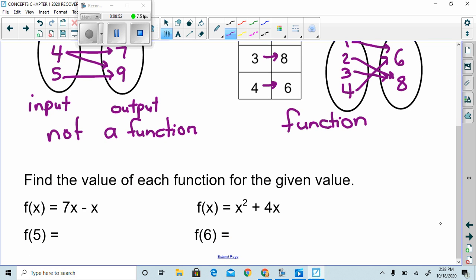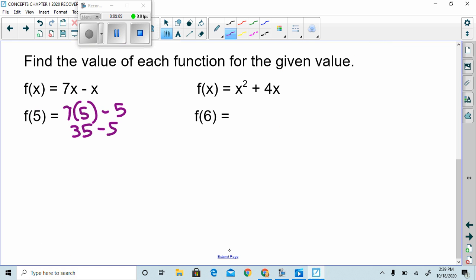The final topic on this test is evaluating functions in function notation. We take out y and put in f of x. I give you a value and you substitute it in. You simplify by doing the math. And this tells me that when I input 5, my output is 30. Let's just do one final problem for today.